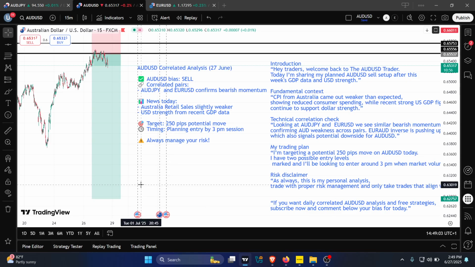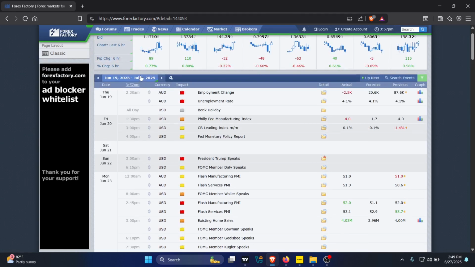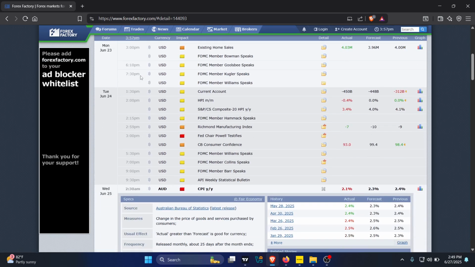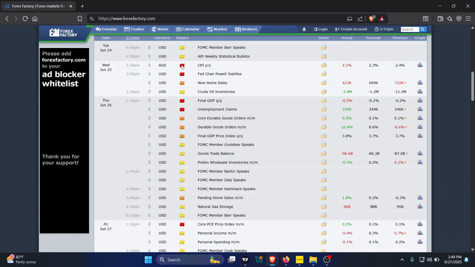So we're going to be starting with the fundamental context. For that, I'll be taking you guys to Forex Factory. So these are the news we've had this week, and we're just going to be covering from Wednesday. As you can clearly see here, we had the AUD CPI on Wednesday, which was around 2:30 a.m. We also had the Fed Chair Powell's testimony on Wednesday also. And yesterday, which was Thursday, we had the final GDP and unemployment claims.